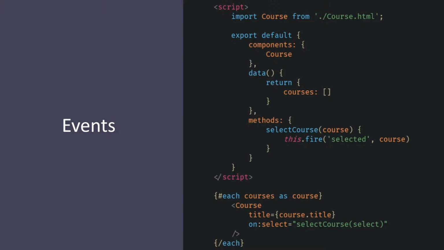We see several things differently here. All the methods are declared as a method of the component, and we use this.fire instead of a dispatcher. Another very important difference here is that when we look at the markup, we see onSelect and then a function call instead of a function reference like we have now.